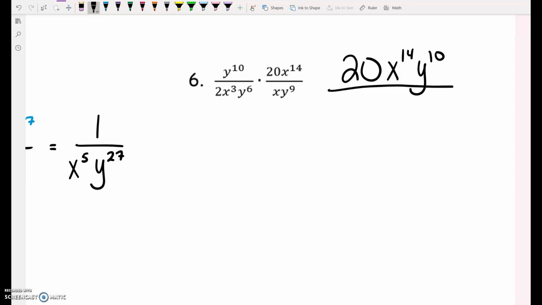On the bottom, sometimes there's another number. Like if there was a 2 in front of this first denominator and like a 5 in front of the second denominator, you'd multiply those numbers together. In this case, there isn't. There's just the 2. But we have x to the 3rd and another x, so that's x to the 4th on the bottom. And then y to the 6th and y to the 9th. 6 plus 9 is 15. So now take a moment, pause, and simplify the rest of this on your own.